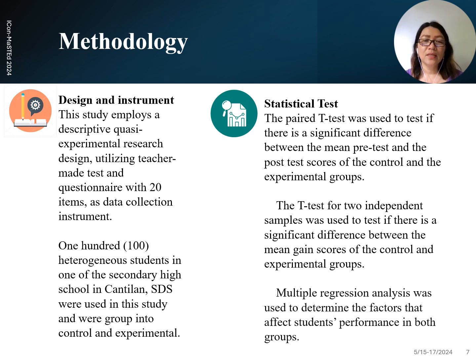For the statistical tests, the paired t-test was used to test if there is a significant difference between the mean pre-test and post-test scores of the control and experimental groups. The t-test for two independent samples was also used to test if there is a significant difference between the mean gain scores of the control and experimental group. And we also used multiple regression analysis to determine the factors that affect students' performance in both groups.